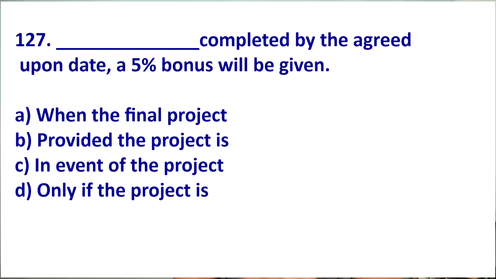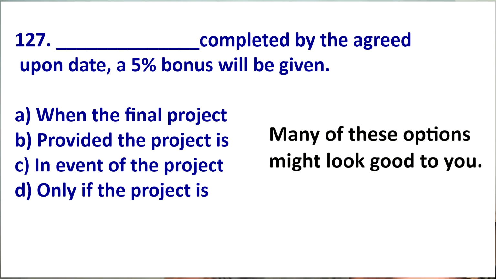Let's look at the question. Here it is. "Blank completed by the agreed upon date, a 5% bonus will be given." Now, take a look at the four options. A lot of them look pretty good. All right, so we're going to talk about how to get the answer.